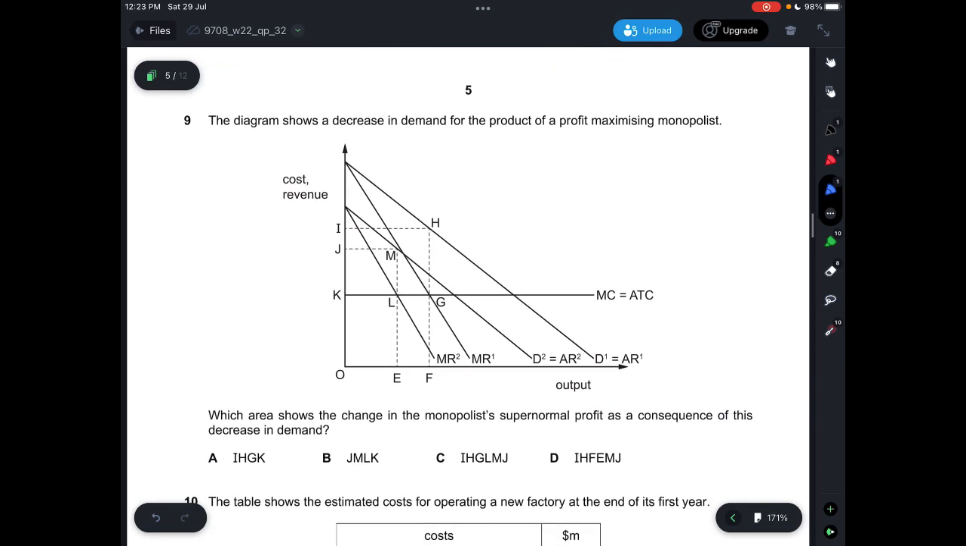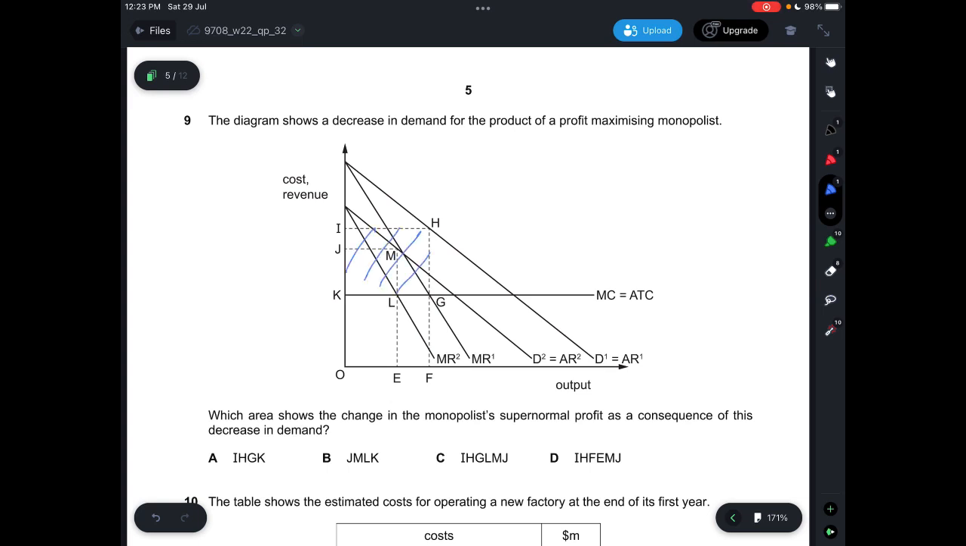Question 9, the diagram shows a decrease in demand for the product of a profit maximizing monopolist, and which area shows the change in the monopolist's supernormal profit as a consequence of this decrease in demand? Okay, so a decrease in demand would be, originally AR is D1, but then it becomes D2, and MR1 becomes MR2. So originally the entire supernormal profit should be at the point where MC equals MR. MC equals MR would be this entire thing here.